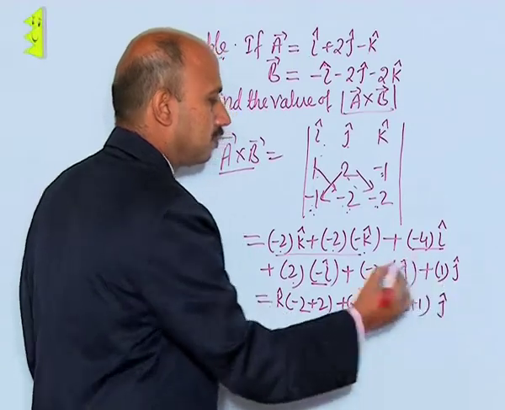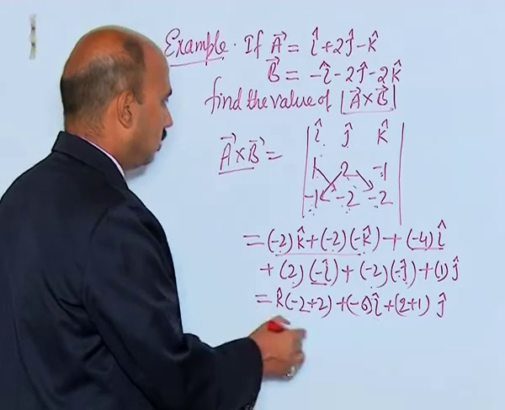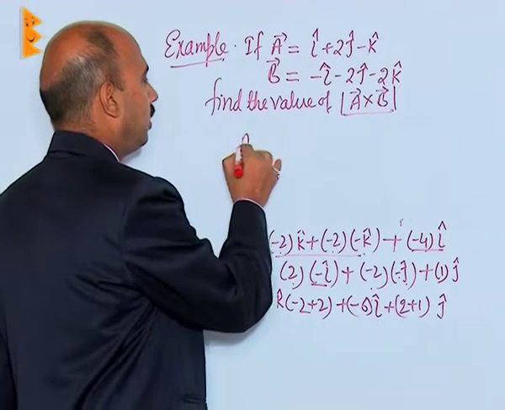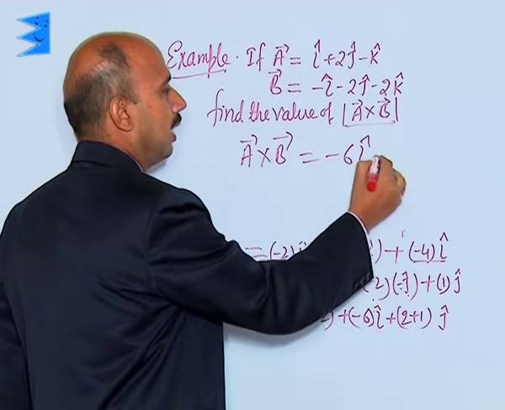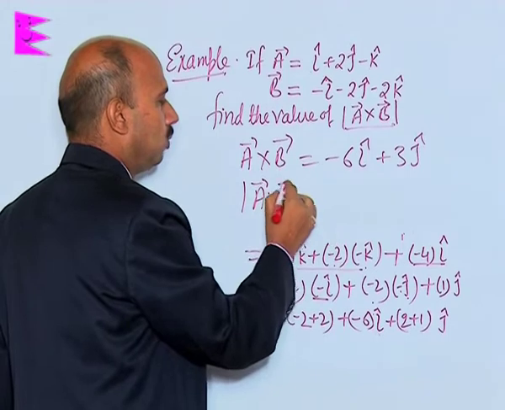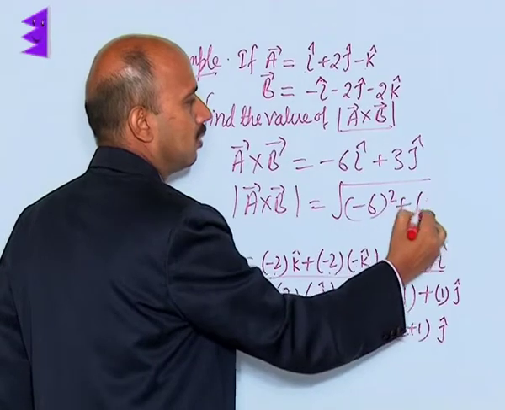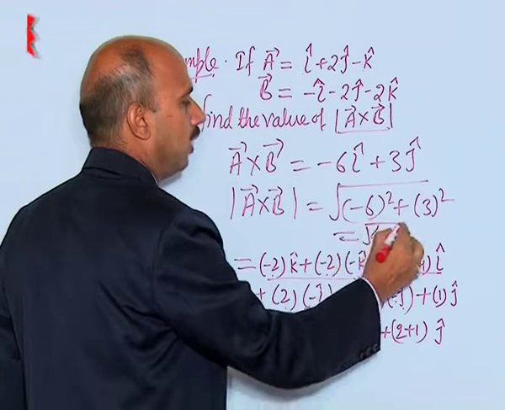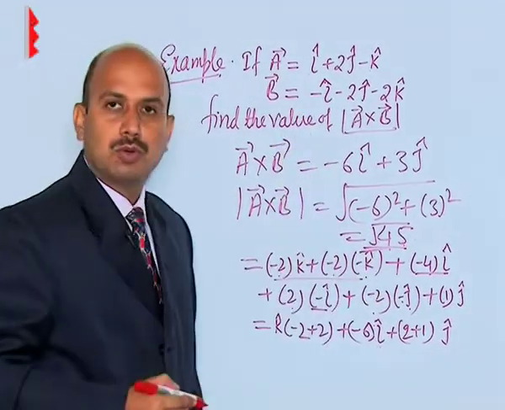Now in this case we can take its magnitude. You have got A cross B is equal to minus 6 i cap plus 3 j cap, so its magnitude is equal to under root of minus 6 square plus 3 square, that is equal to under root of 45. So this is the magnitude of the cross product of two vectors.